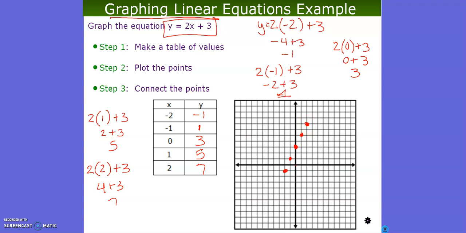So you're not done. We want to go ahead and connect the points. So draw a line through your points. Don't just stop at those last 2 points, and then put an arrow on either side because this is a line. We're graphing linear equations.